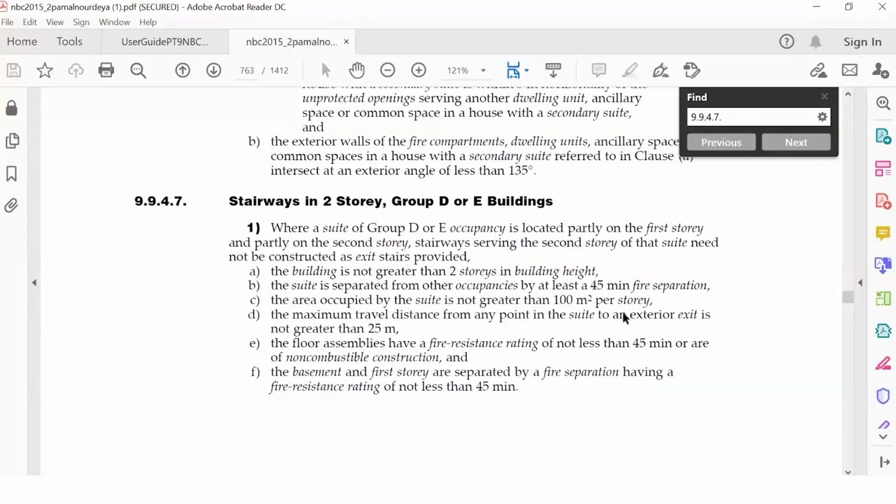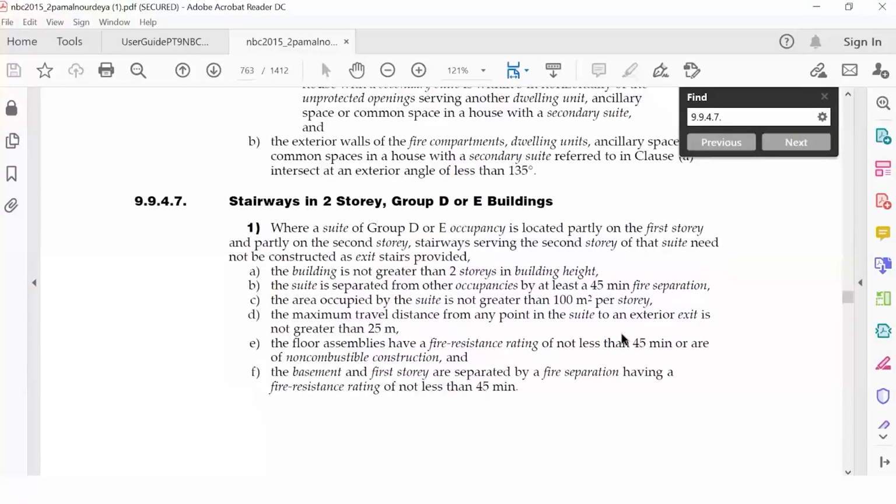You already have your floors fire separation because of the requirements for floors in group D and E buildings, and it's no more than 2 stories in building height. So you're going down 1 floor level, and you don't need to construct it as an exit stair. You just construct it as a stair, as long as it leads to the outside, for a distance of no more than 25 meter. Okay, so you don't need another exit stair from the second floor.